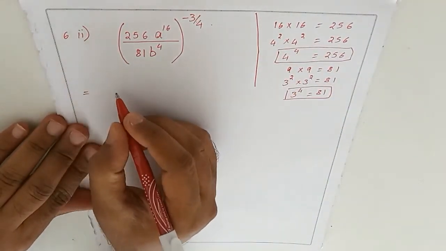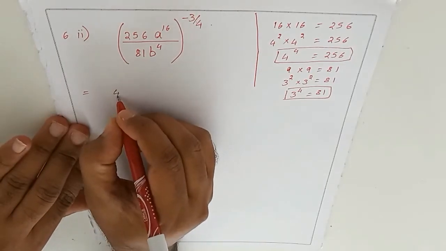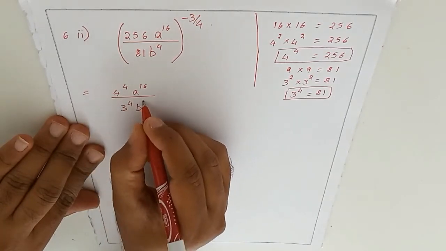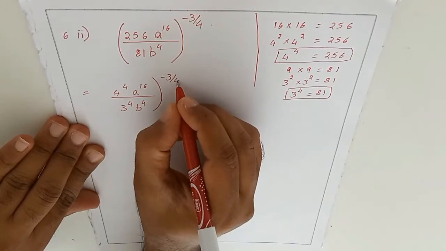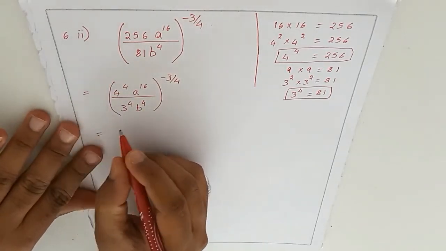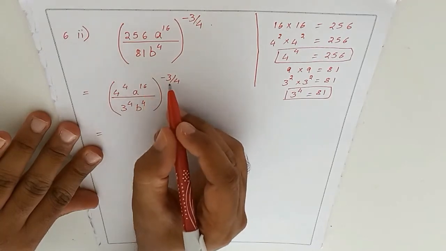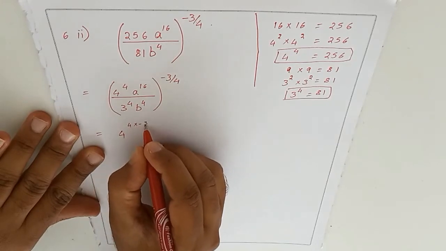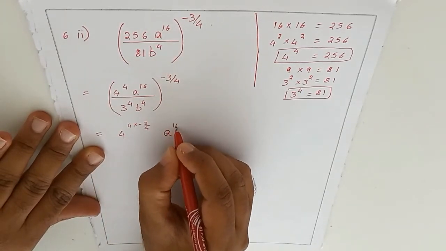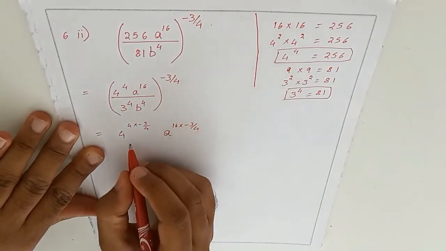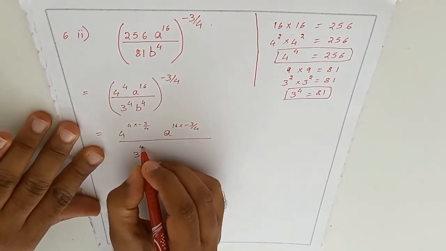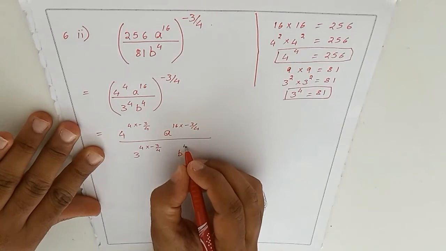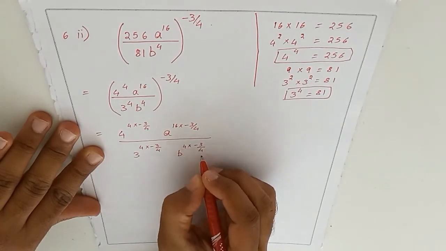Now this can be written as 4 power 4 into a power 16 divided by 3 power 4 into b power 4, raised to minus 3 by 4. Now I'll bring this inside. Multiply this with this, with this, and this with this. 4 power 4 into minus 3 by 4, a power 16 into minus 3 by 4, divided by 3 power 4 into minus 3 by 4, b power 4 into minus 3 by 4.